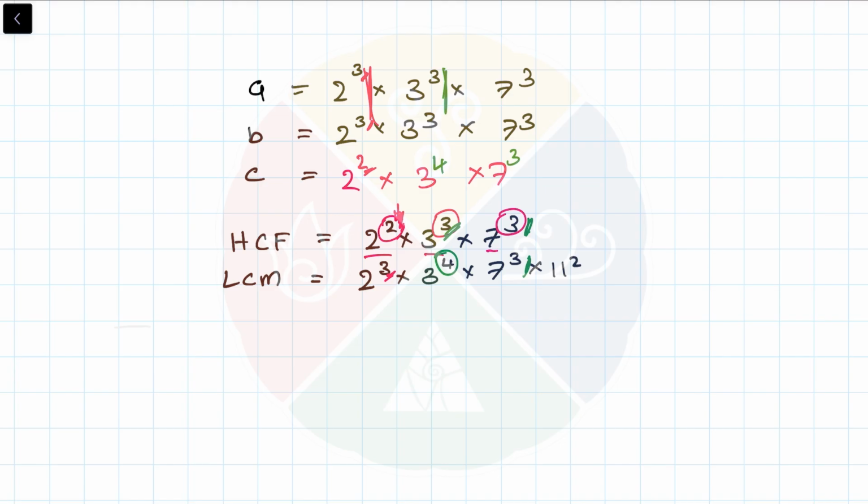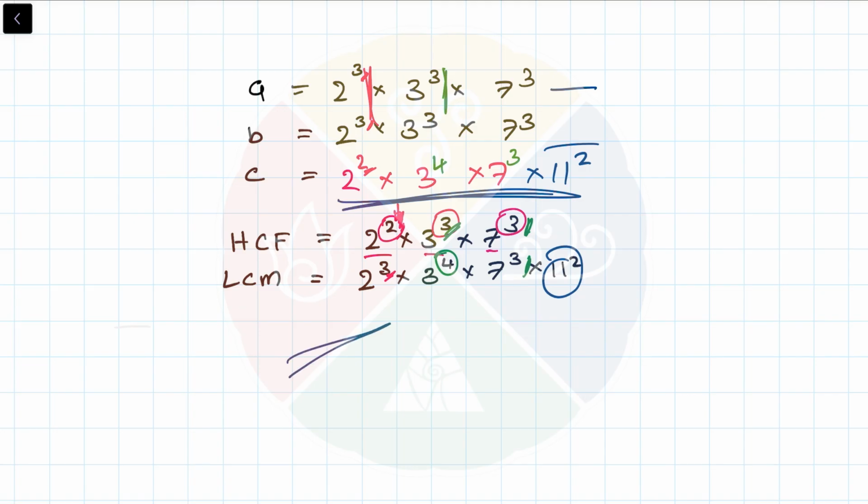Now, one more missing number is 11 square. It is not here. It is not here. That means it should have come from here. So the answer for this problem is this. Only a single answer is there for this problem. When we see more similar problems, we will go in depth. I'll give you problems with multiple answers when we see HCF and LCM. Anyway, that's the answer for this problem.